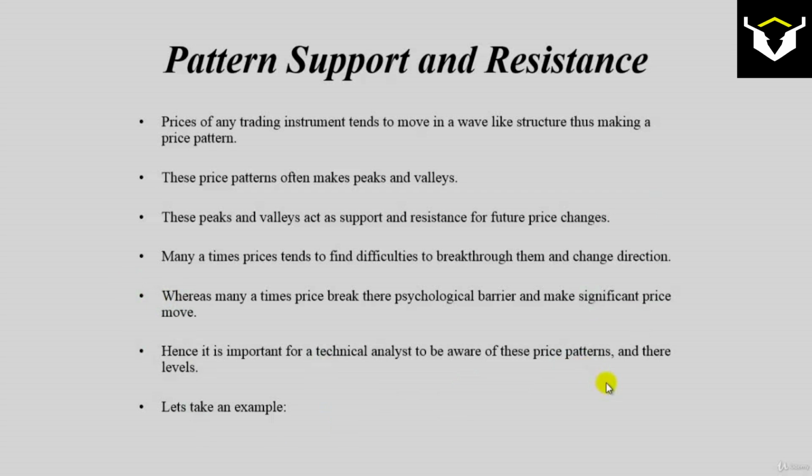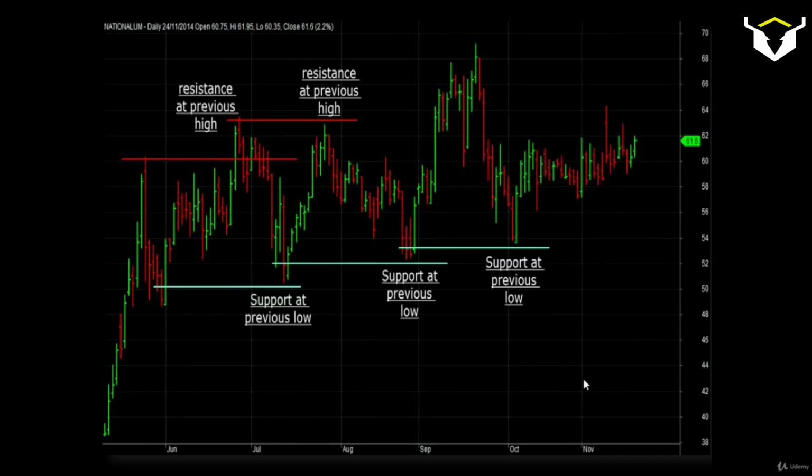Let's take an example. This is a chart of National Aluminium covering data from June 2014 to November 2014. Starting from the left hand side, you can see that the stock went as high as 62, reacted from there, but found support just above the level of 50. From here, it changed its direction. For the month of June, it drifted from 50 to 62, making a new high at 62.